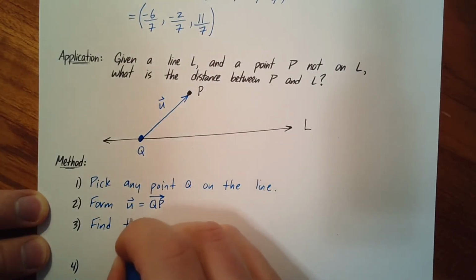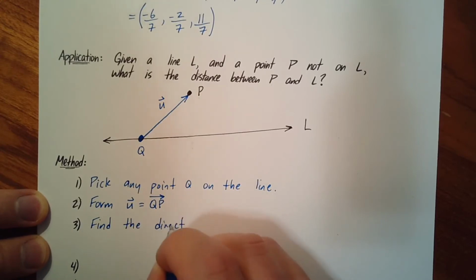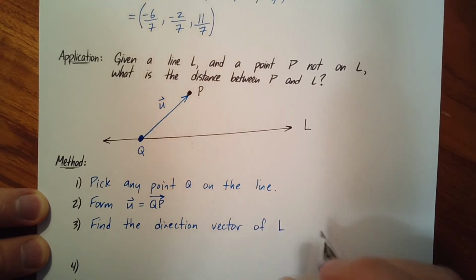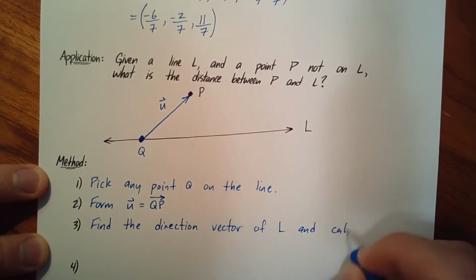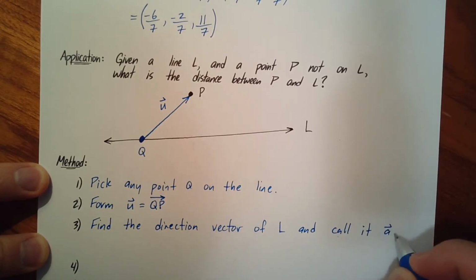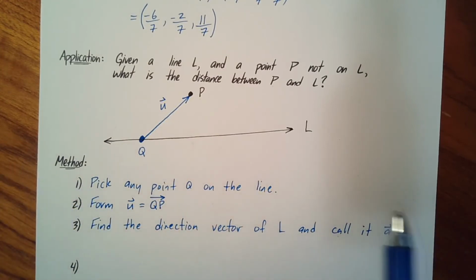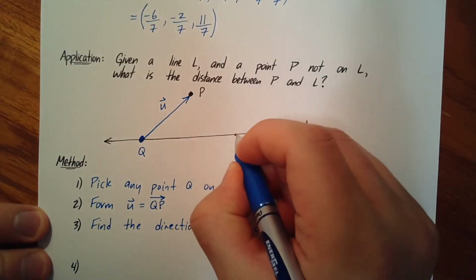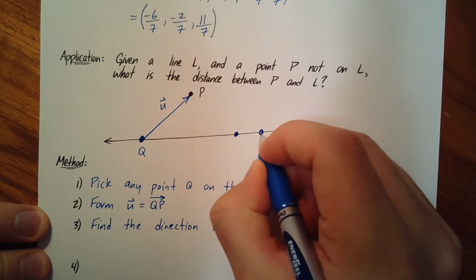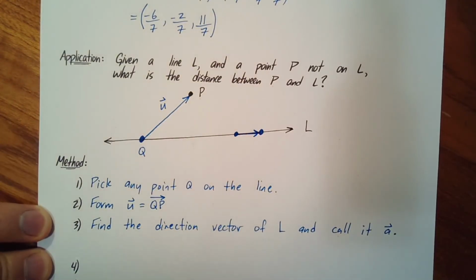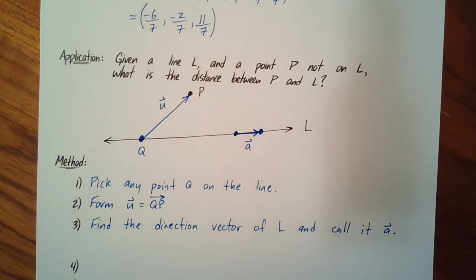So find the direction vector of L, and let's give it a name. Call it A. In general, you can take any vector that satisfies the property that if its initial point is drawn on L, then its terminal point is also. But I'm going to draw it specifically over here so the picture turns out the way I want. So we're going to draw our vector A exactly like that.